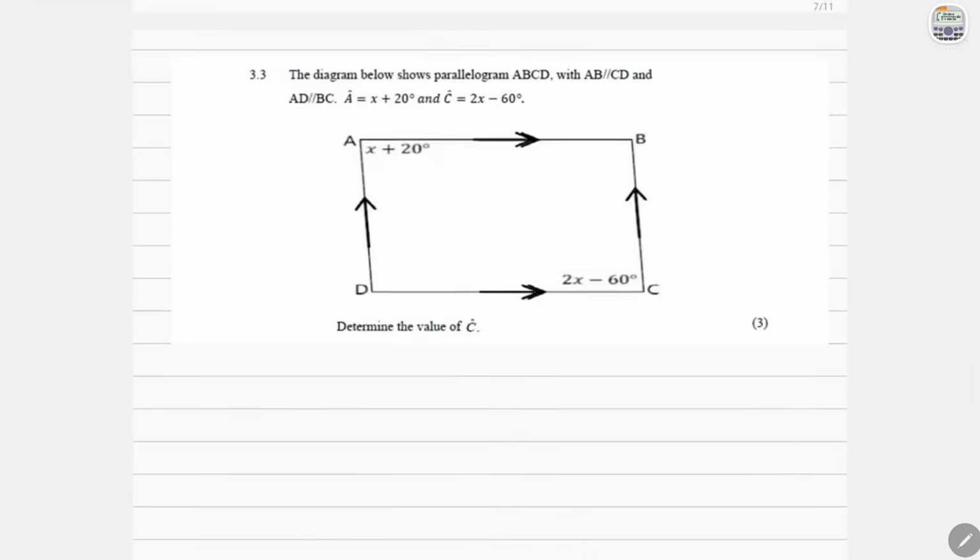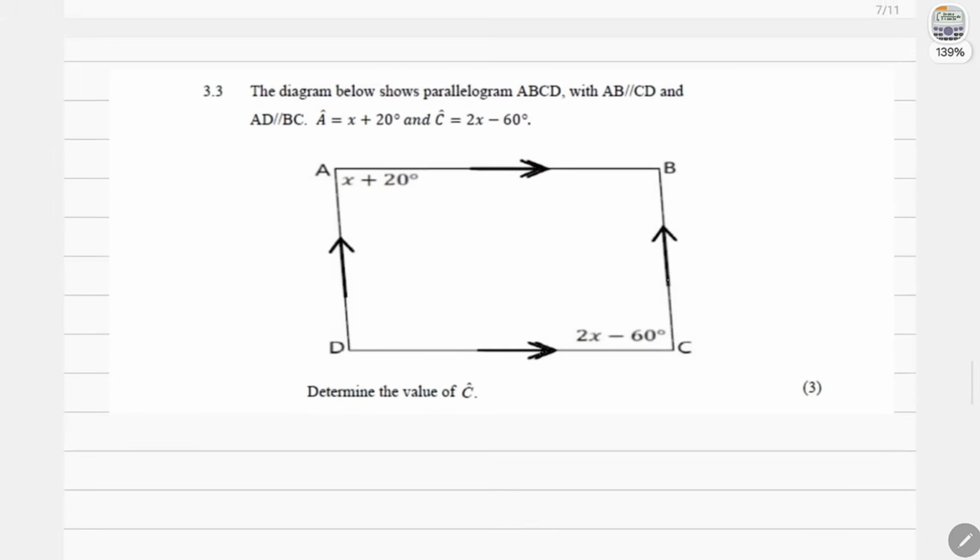Question 3.3 says, the diagram below shows parallelogram ABCD. So this parallelogram with AB being parallel to CD and AD being parallel to BC. This shape would hold all the properties of a parallelogram, which you need to make sure to study so that you can actually work with it. So they tell us that angle A is equal to x plus 20 degrees and angle C is equal to 2x minus 60 degrees, and determine the value of angle C. So ultimately, we need to find the size of angle C.